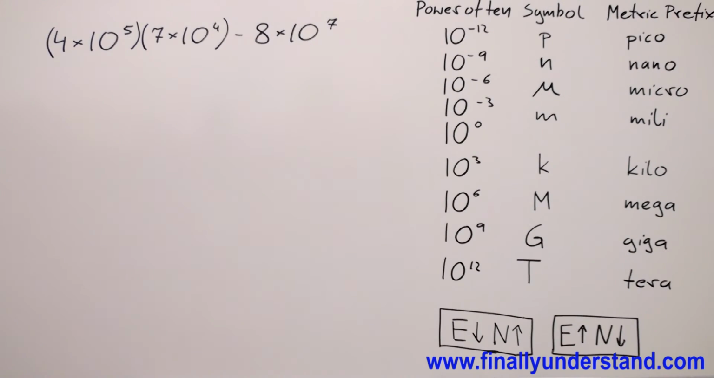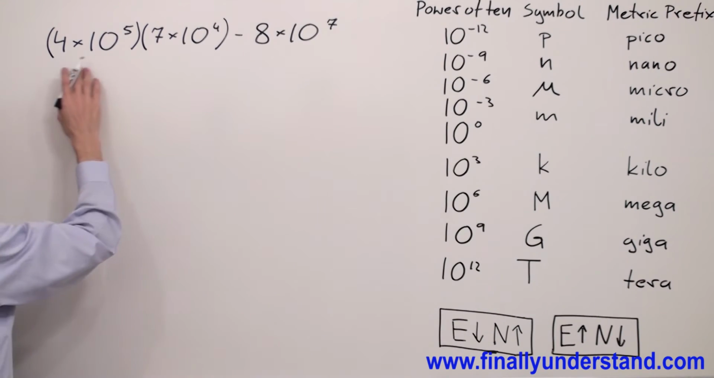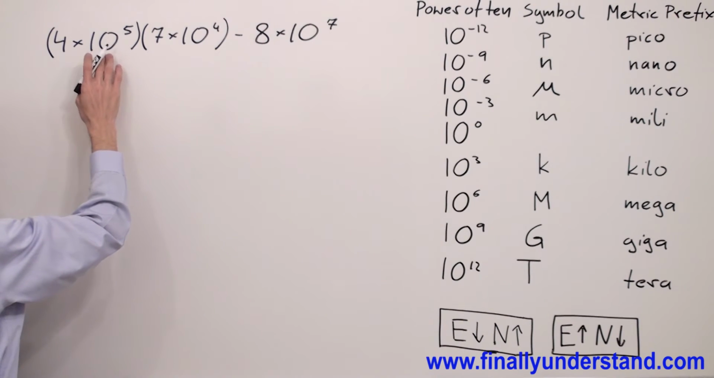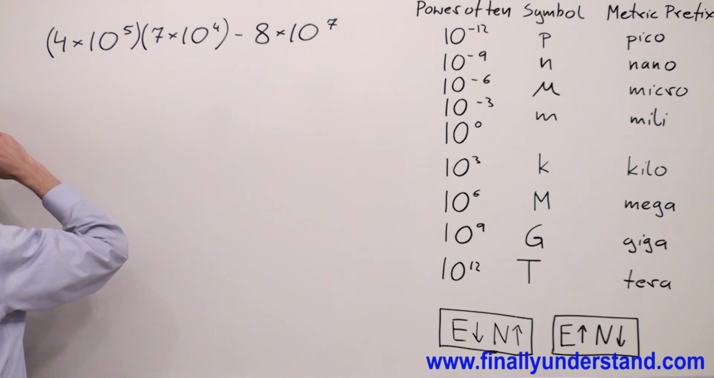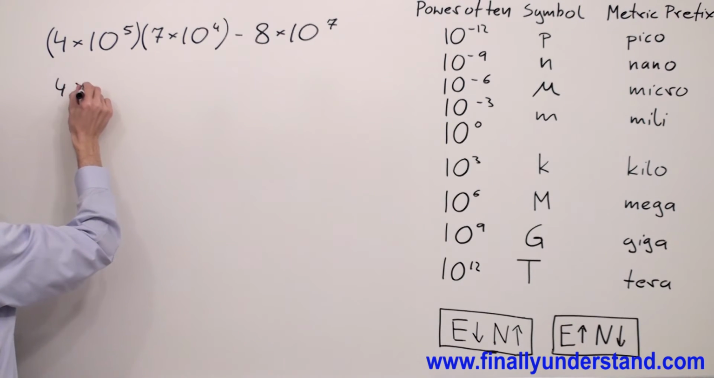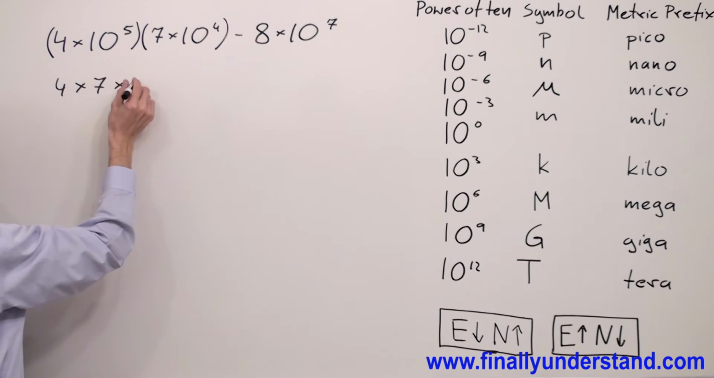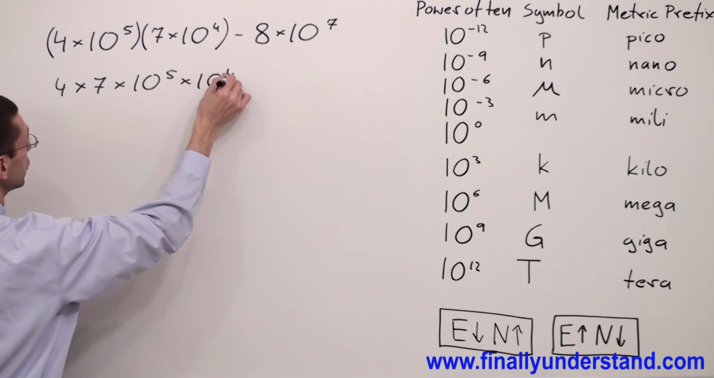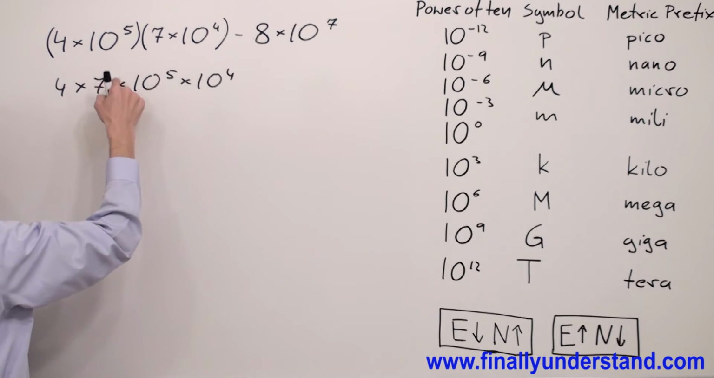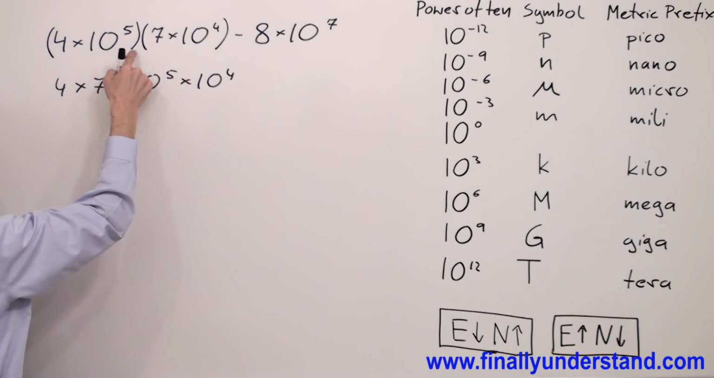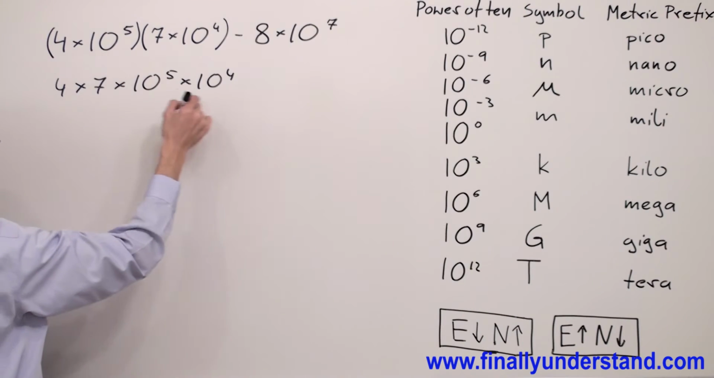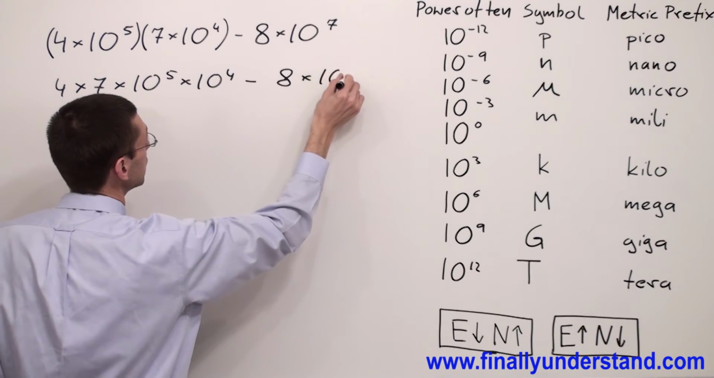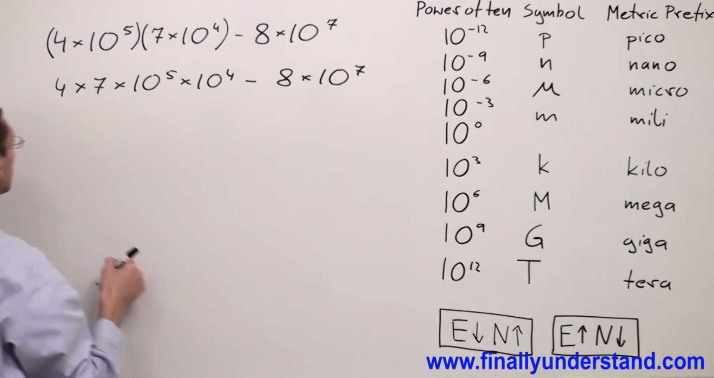Let's take a look at this example. We have to perform the multiplication first. We have to multiply 4 by 7 and 10 to the 5th times 10 to the 4th. Okay, so I have 4 times 7 times 10 to the 5th times 10 to the 4th. Remember, we can rewrite this problem like this because I have multiplication everywhere over here. Okay, minus 8 times 10 to 7.